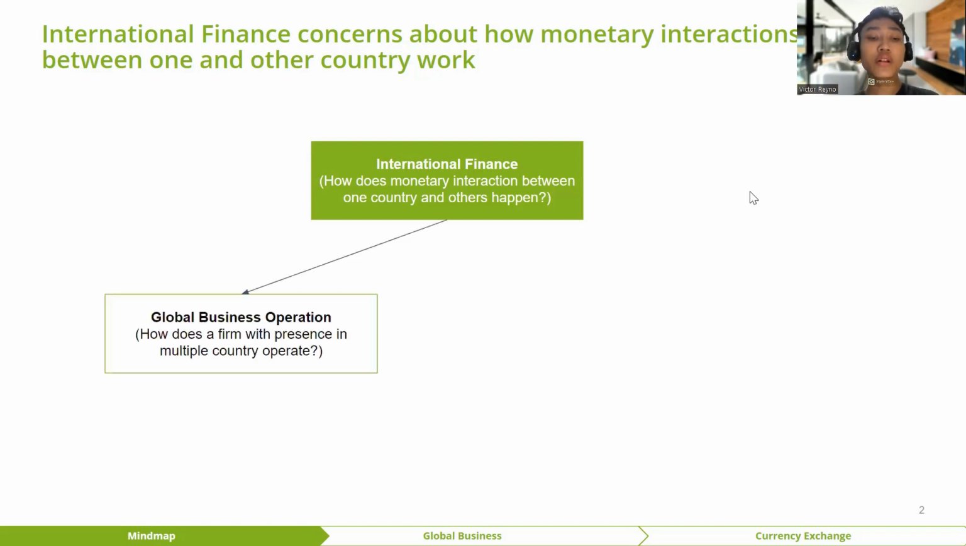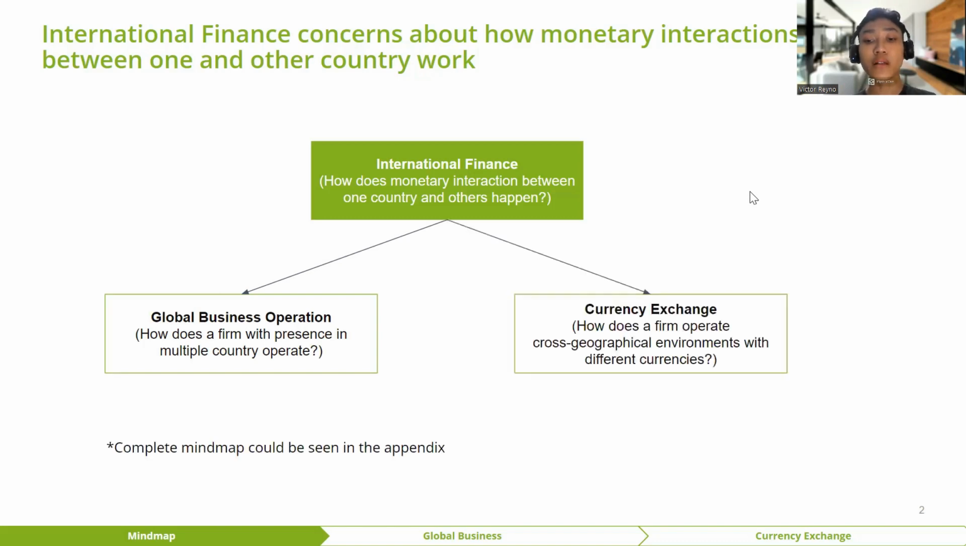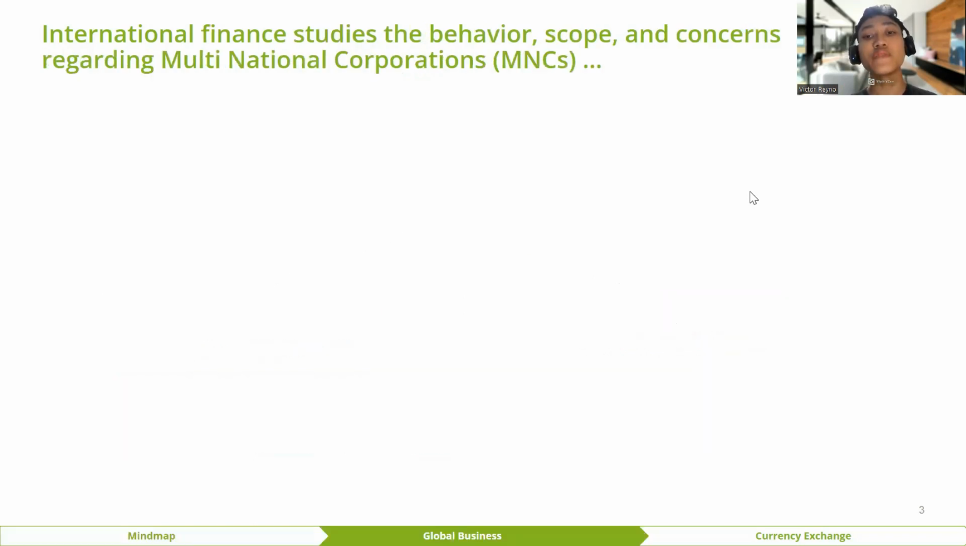Firstly, we're going to talk about global business operations, or multinational corporations' operations, specifically to identify how a firm usually operates in multiple countries. And second, we will take a look at the currency exchange concerning how it affects the operations of multinational corporations. So let's take a look at the global business operation first.